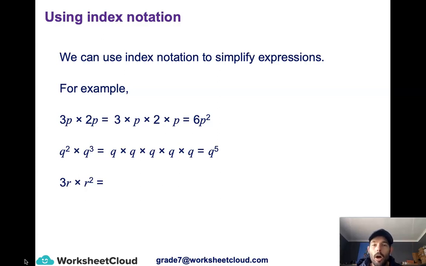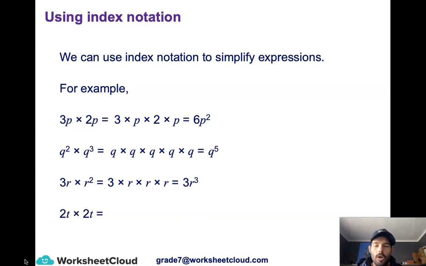So 3r means 3 times r, and then r squared is r times r, so there's an expanded notation. So quite correct, that would be 3r squared.